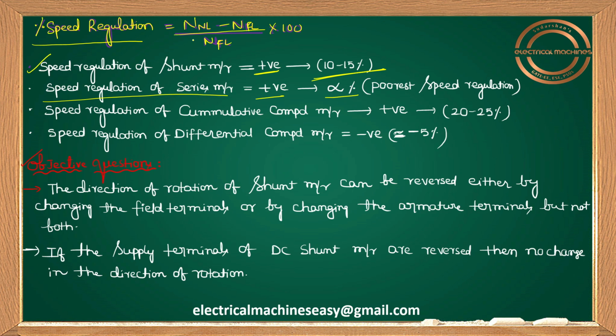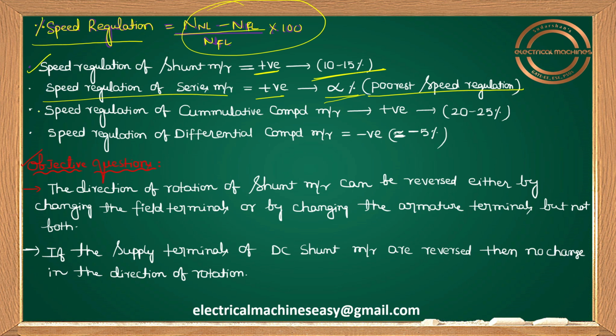What is the reason? What is the no load speed of a series motor? It's infinite, no? So at no load, if you see this formula, the no load speed is infinite. Infinite minus some value, by some value, into 100, gives you once again infinite percent. There is a lot of change in speed from no load to full load. That's why a series motor has the poorest speed regulation. Having the highest speed regulation value means it's the poorest speed regulation.